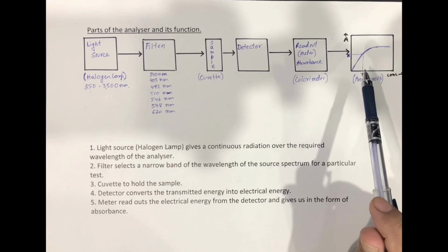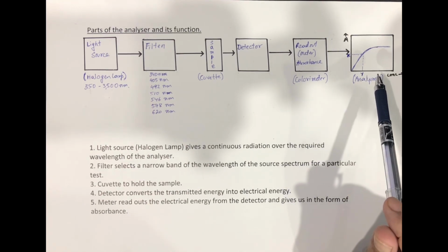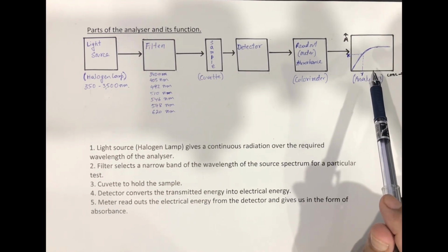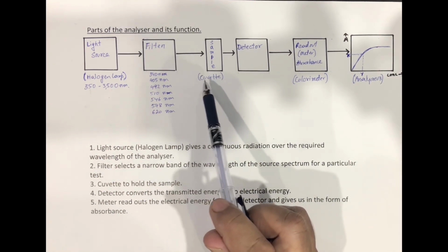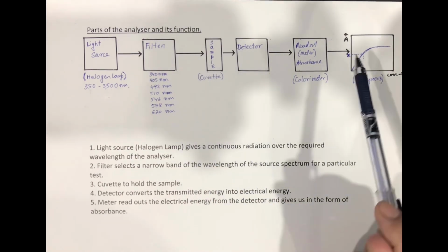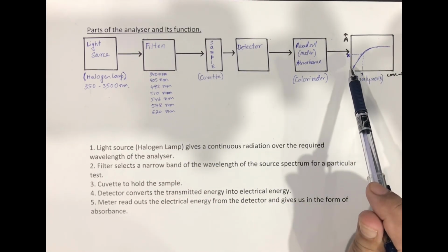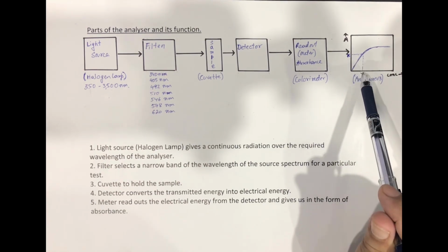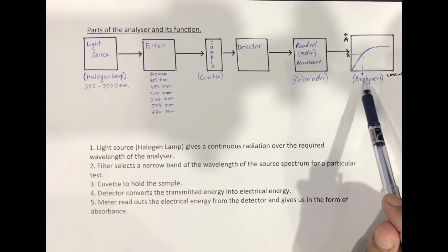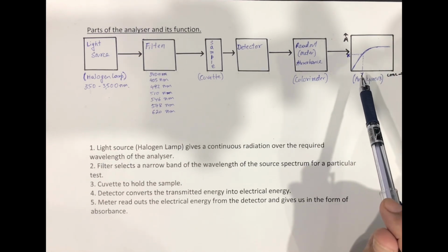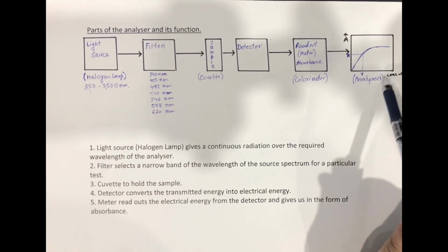Analyzers are more complex and expensive. Analyzers have a stored calibration curve for each test. For example, let us say this sample gave an absorbance of X, and if we refer to this calibration curve, the absorbance X is going to give us a concentration of Y. So, the analyzer gives us the result directly in the form of concentration.